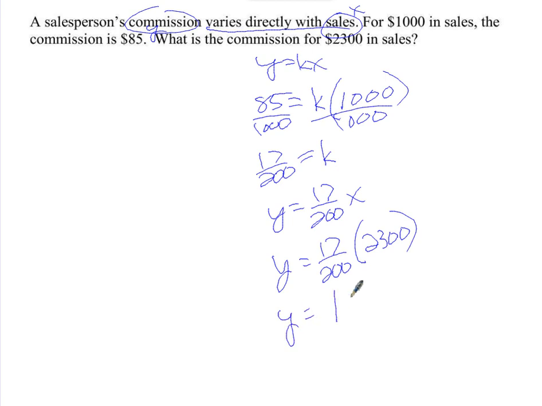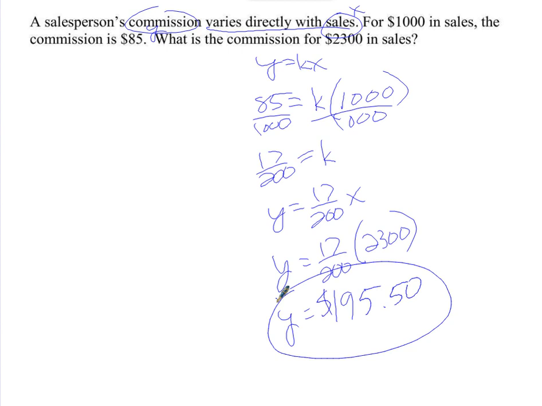Y equals 195 and 50 cents. So I need to finish this problem. I'm not done here. What am I missing? $195.50. What is the commission? If you get a job with commission and you sell a TV for $2,300, you'd be making an additional about $200 that day. It's kind of nice working on commission.